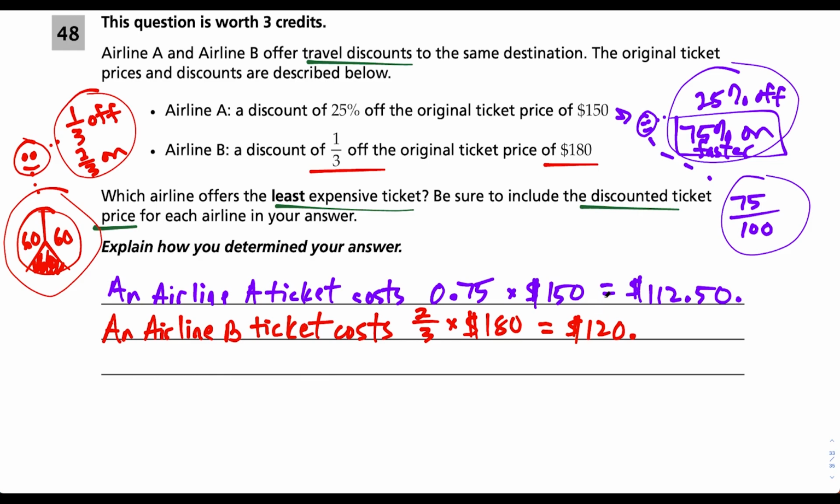But if we have to just cite our answer here now, we're going to have to make a choice. Airline A is the cheaper ticket.